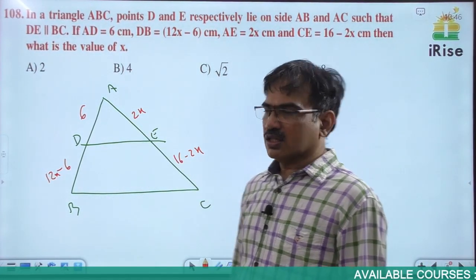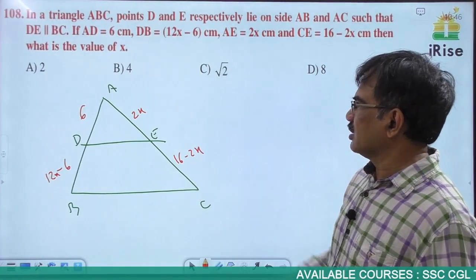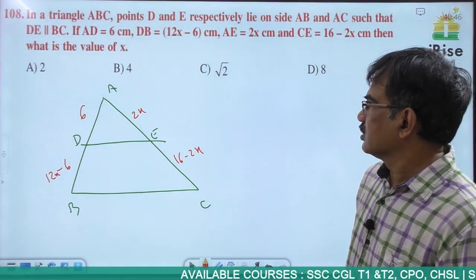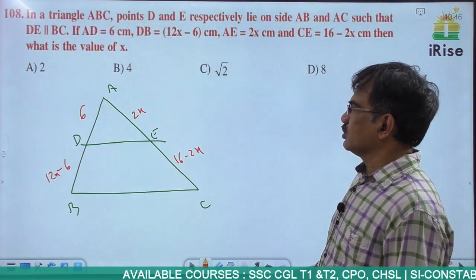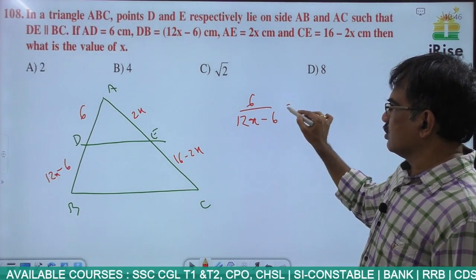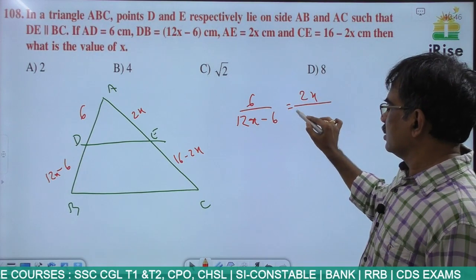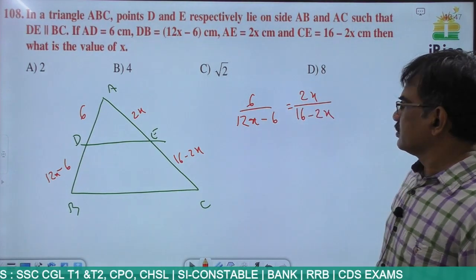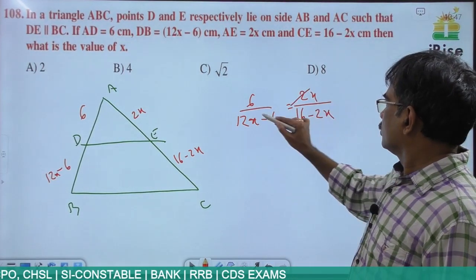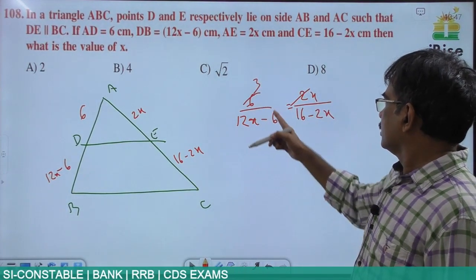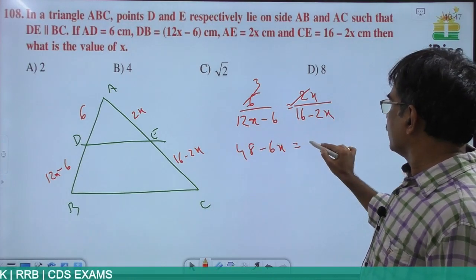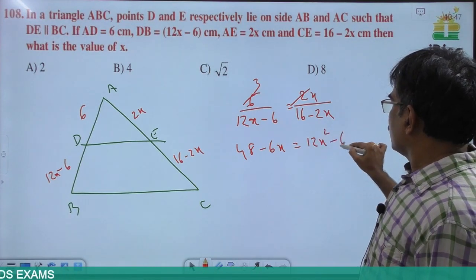Here cross multiplication gives the answer, or you can use substitution, then also you get the answer. I want to use the direct method. 6 by 12x minus 6 is equal to 2x by 16 minus 2x. Then what do we get here? The 2 ones and 2 threes cancel. Cross multiply: 48 minus 6x is equal to 12x square minus 6x.